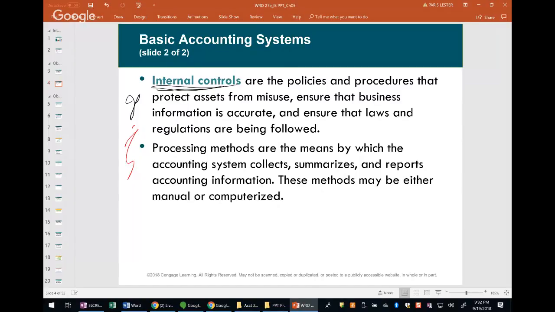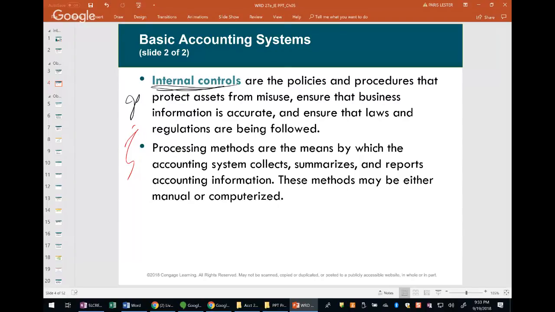One person should not collect money, make the bank deposit, and do a bank reconciliation. And we'll get to a bank reconciliation later. That's a form of internal control. So we do need internal control. Protect your assets from misuse. Ensure that business information is accurate. Ensure that laws and regulations are being followed. But this goes a long way. We'll get another chapter on it.